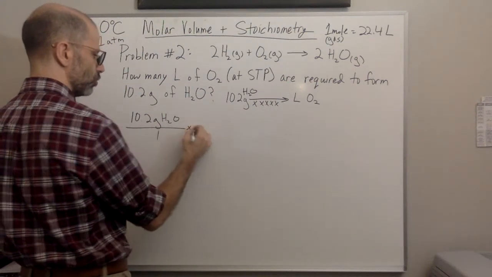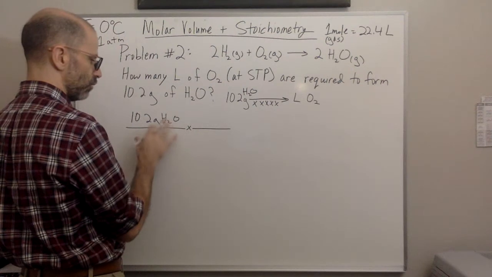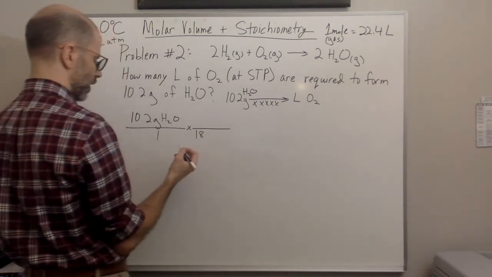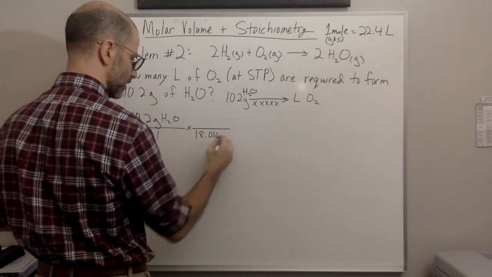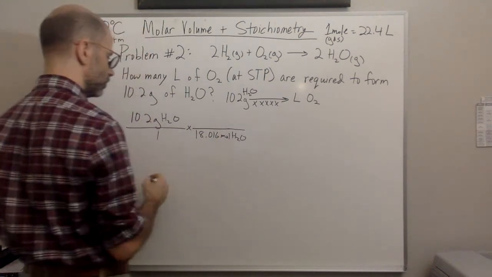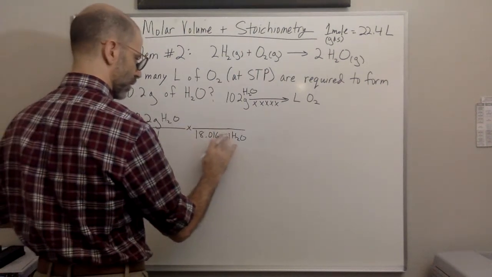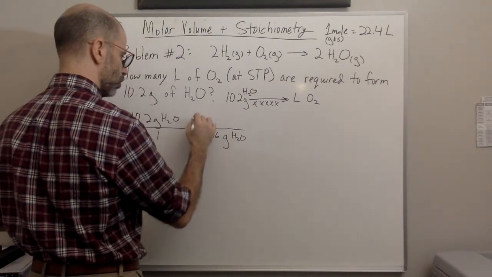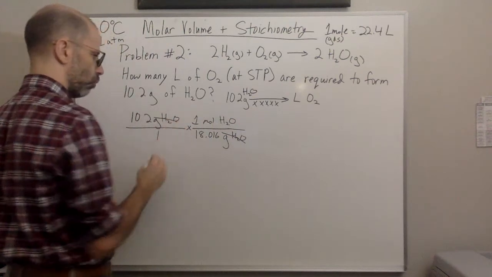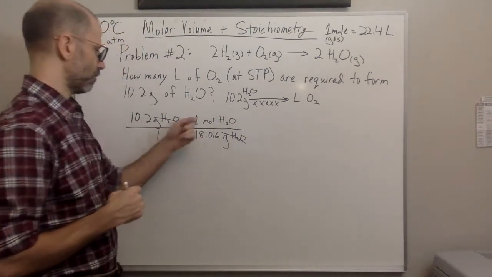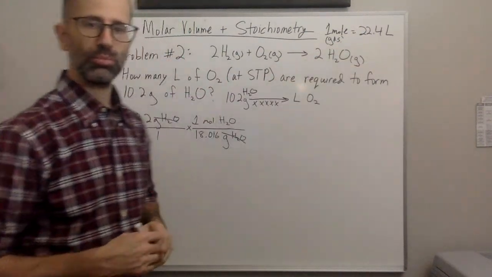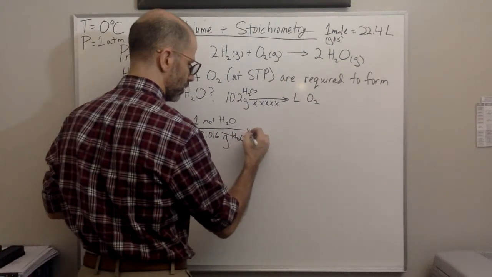And I'm going to start with a conversion. I need to convert this to moles, so I'm going to have to use the molar mass of water, convert grams to moles. So that's going to be 18.016 grams of H2O over 1 mole of H2O. So grams of water cancel out, and then we have moles. Now I can use the molar volume as a conversion factor.